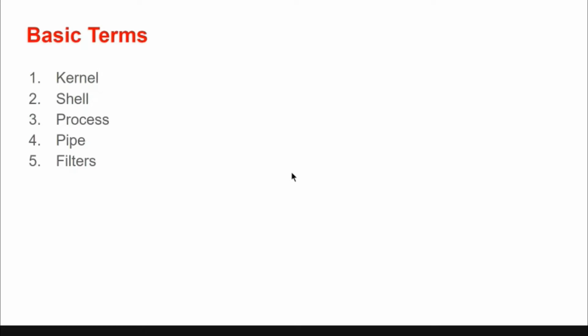To know about the shell scripting, we must have a basic idea of the following terms: the kernel, shell, process, pipe, and filters. Let's talk one by one. So first of all, kernel.